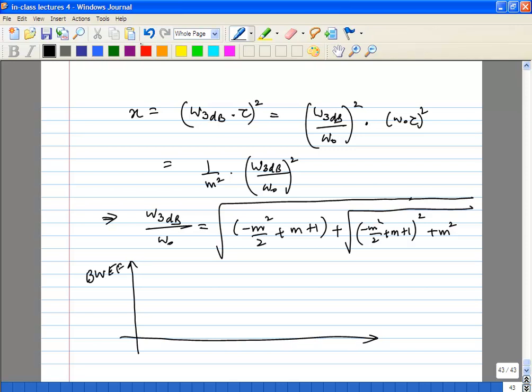Let's call this the bandwidth extension factor, which is omega 3 dB over omega naught. If you plot this as a function of m, you will get something like this. What you are interested in is the maximum bandwidth extension. That happens to be at root 2. Okay, m equals root 2 maximizes this function.